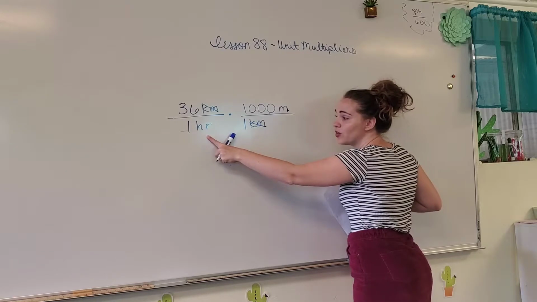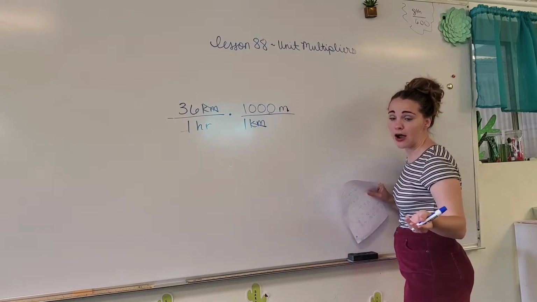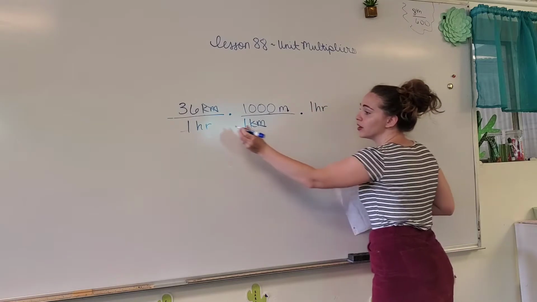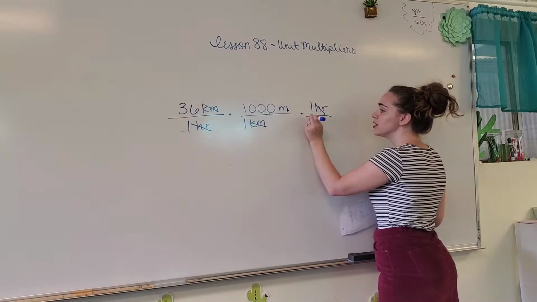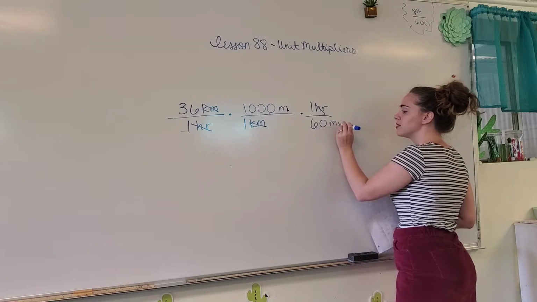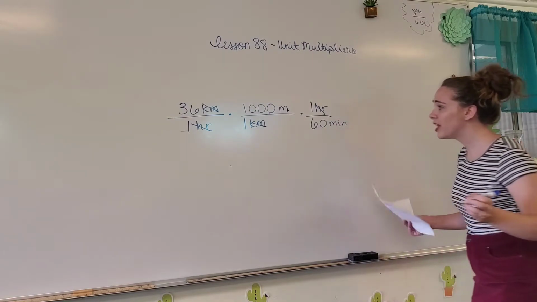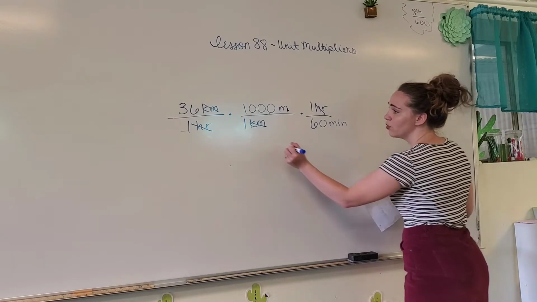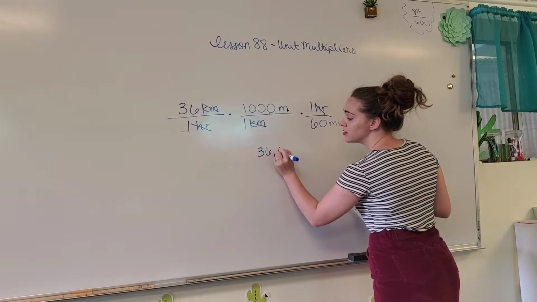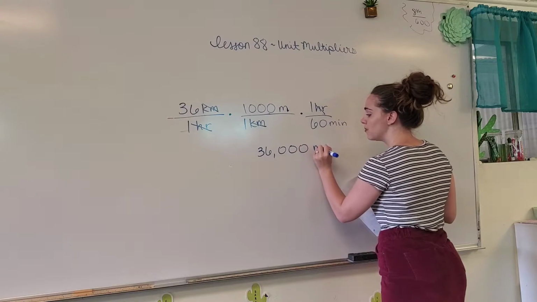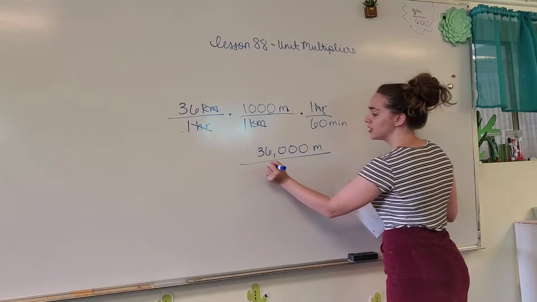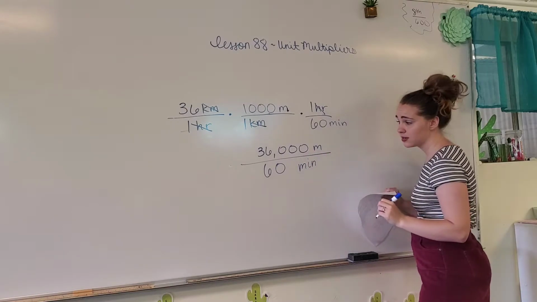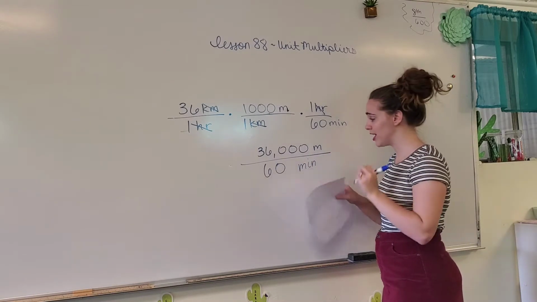We have hours over here. There's 60 minutes in an hour. So think about it. 1 hour, that cancels, is 60 minutes. So then all we have to do is multiply top times top, bottom times bottom. We end up with 36,000 meters over 60 minutes. And no, do not leave it like this.